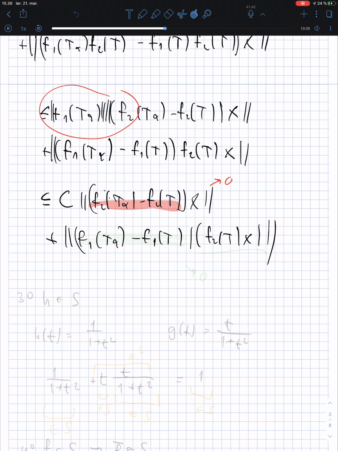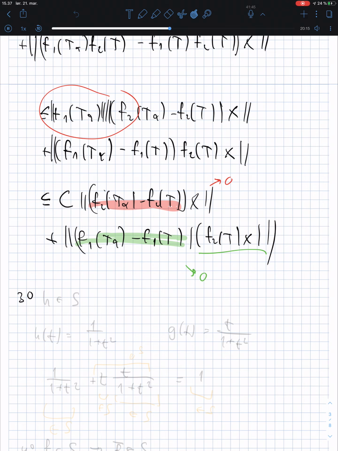And of course you might be worried about what happens with the f1 of t alpha, but just like before, this is something that goes in front and is bounded in norm, so it cannot change the fact that the limit is 0. And here I have the same situation. I know that f1 is in S, so f1 of t alpha goes to f1 of t applied to any vector. So the vector in question here is not x, but f2 of t of x, but that goes to 0 as well. So the whole thing goes to 0.